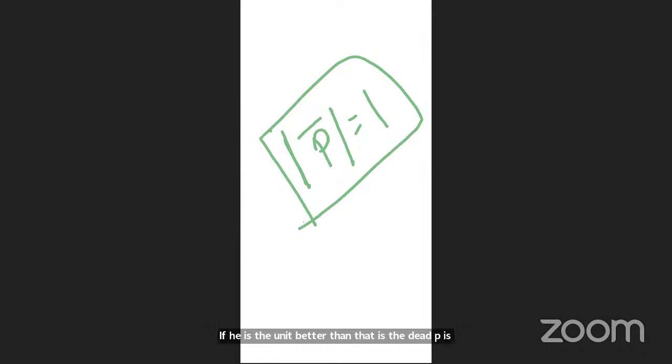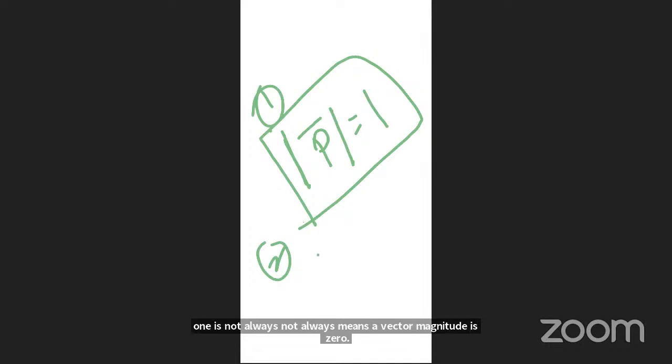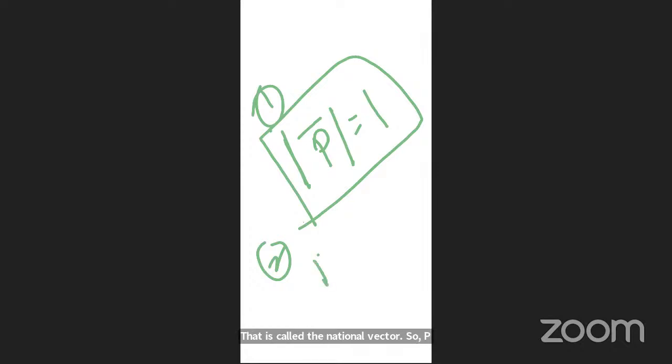And another one is the null vector. The second one is the null vector. A null vector means a vector whose magnitude is 0. That is called the null vector. So the mod of P is equal to 0. That is called the null vector representation.